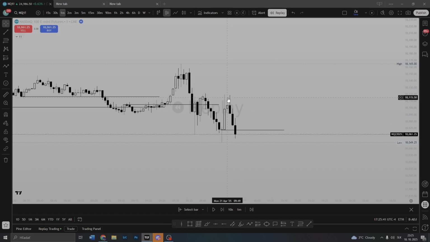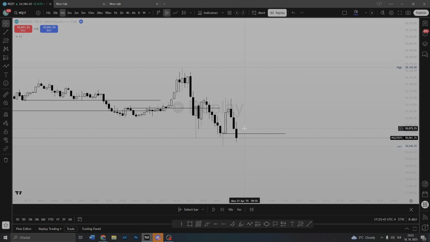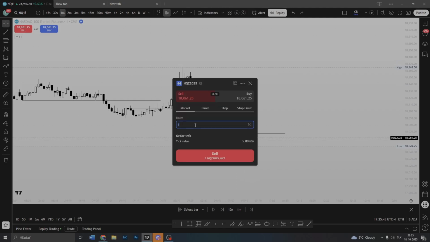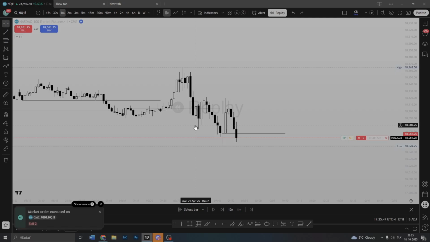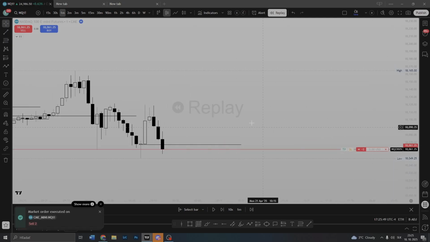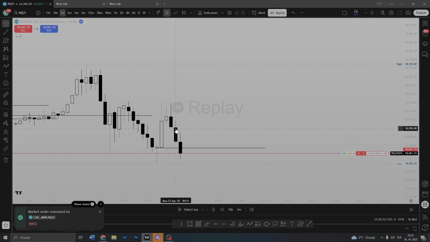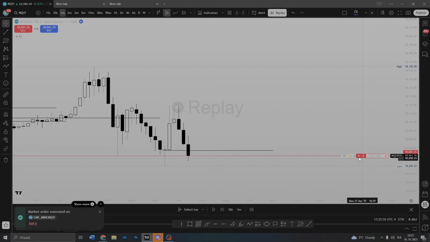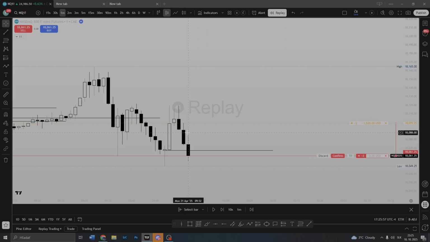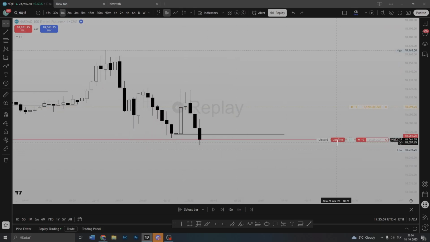There we go. Internal soup, CISD. I'm in trade right there. Where is our stop loss? By DJ teachings, we do have a fair value gap right here. So our stop loss can go at this candle high.